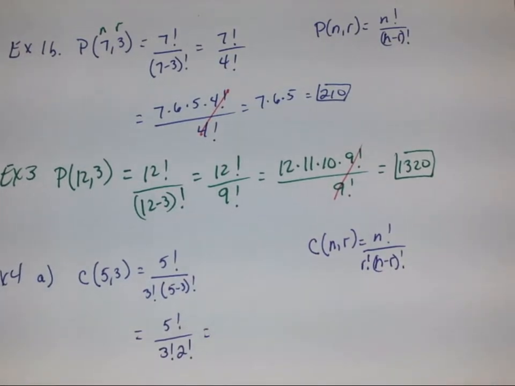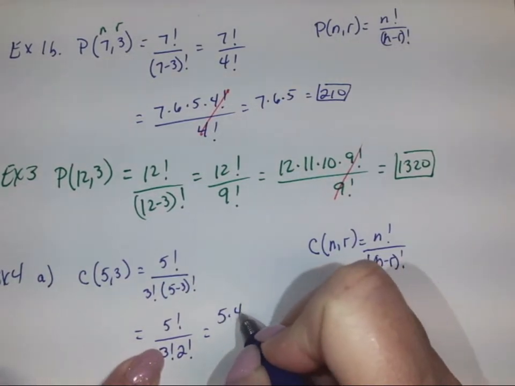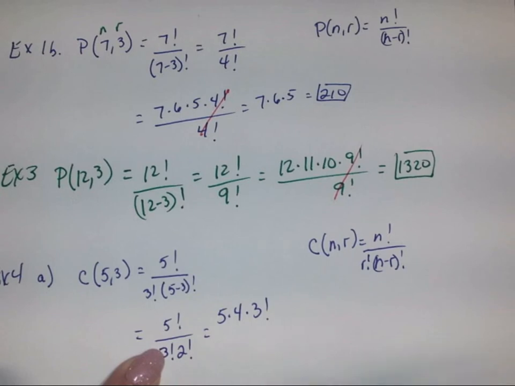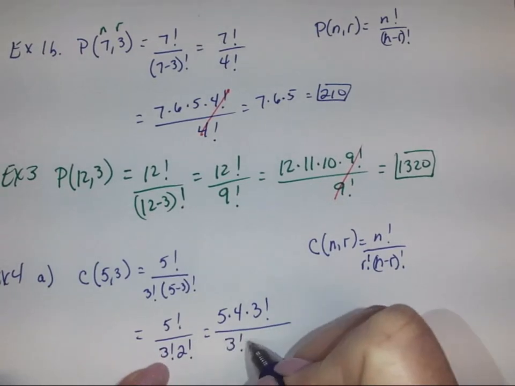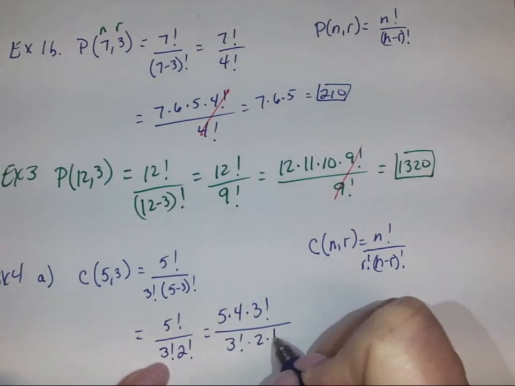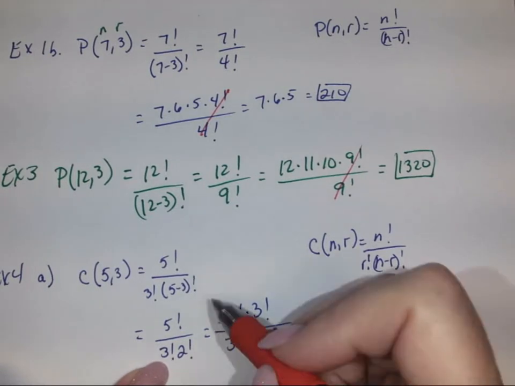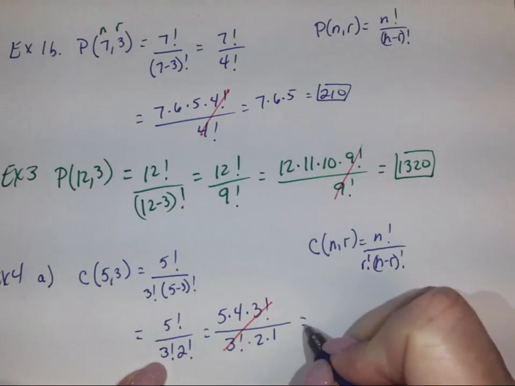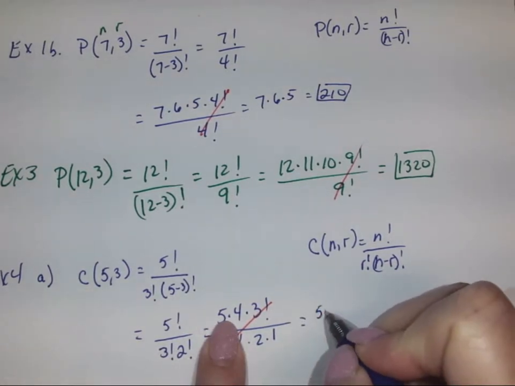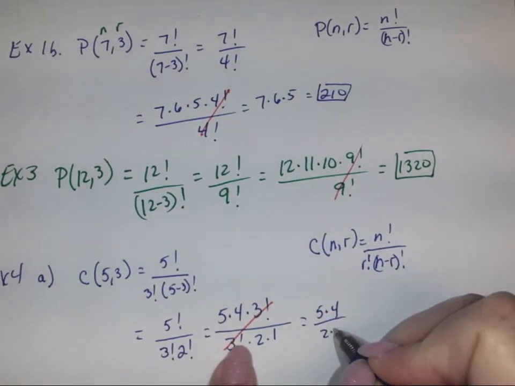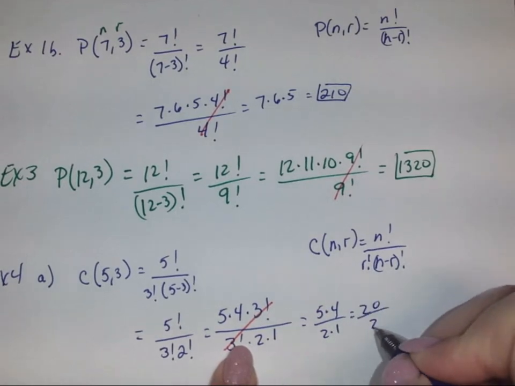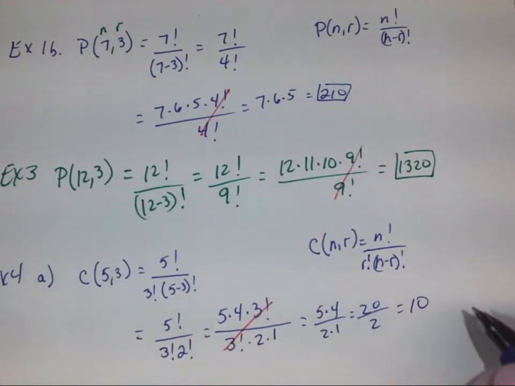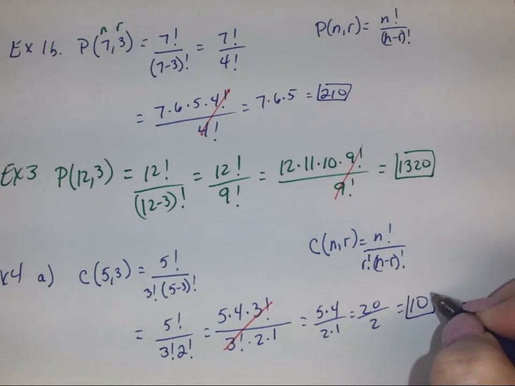When we pull this apart, we're going to stop at 3 because it's the bigger number. So 5 times 4 times 3 factorial, divided by 3 factorial times 2 times 1. The 3 factorials will cancel. So on the top, we now have 5 times 4 divided by 2 times 1, which gets us 20 over 2, which is equal to 10. So we can make that Facebook collage 10 different ways.